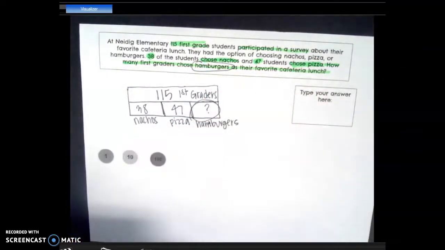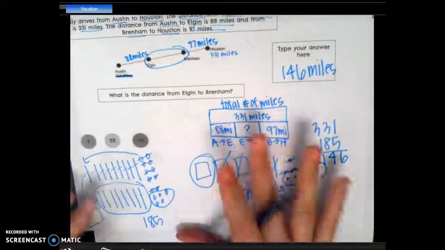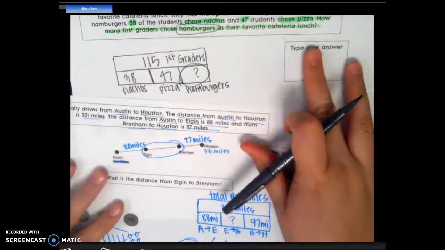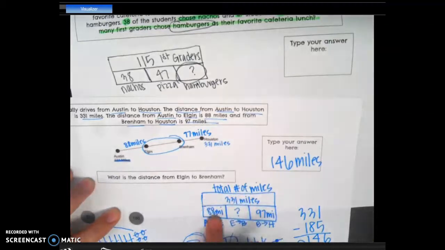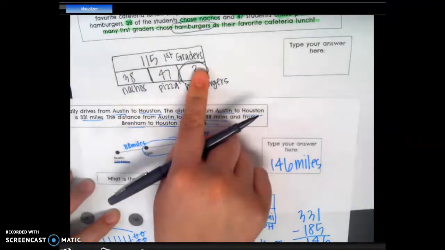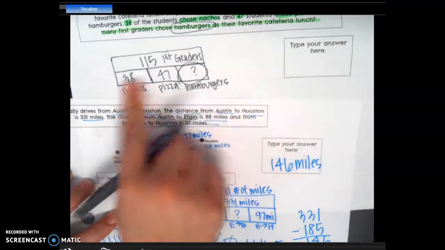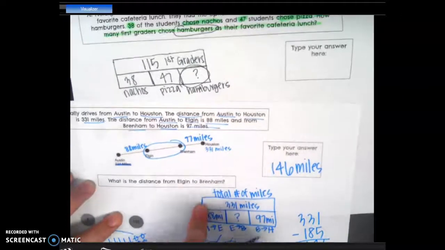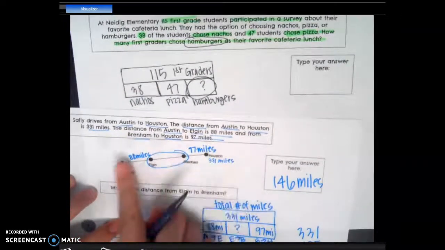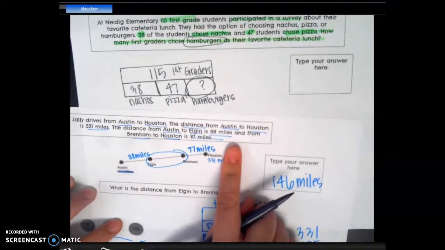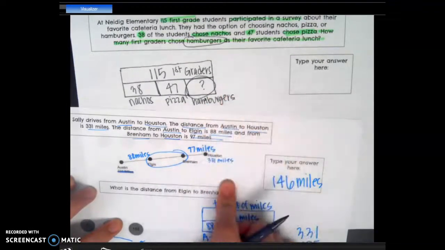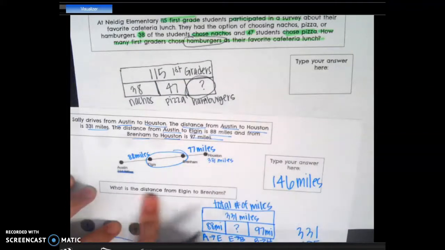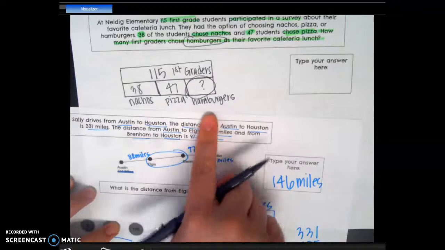Now, I want to show you something really quickly. Earlier, we had a strip diagram that looked kind of like this. So we're making a connection between these two strip diagrams. This was the number of miles. I had 3 parts, and I had 2 of them, and I was missing 1. This is a survey of their favorite cafeteria lunch. I have 3 parts. I have 2 of them that are given to me, and I'm missing 1. So we're making that connection between these 2 word problems. Although this word problem looks very different, and this map could have been kind of confusing, it is the same process. It is the same process of how you figured out the number of miles from Elgin to Brenham is how I'm going to figure out how many hamburgers these students need.